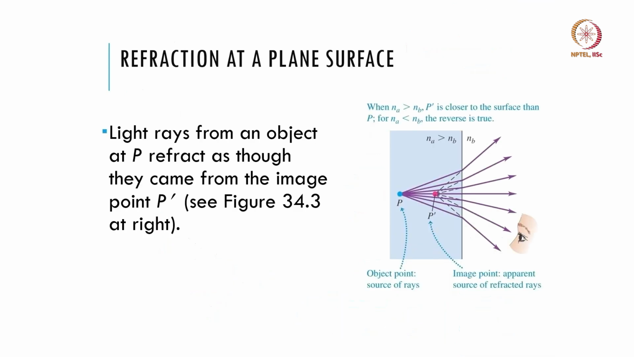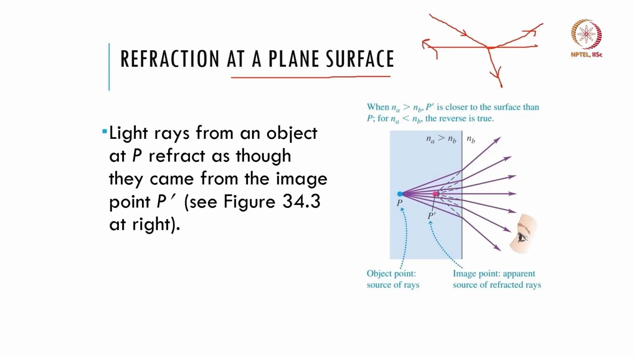Now let's see how refraction occurs at a plane surface. The main difference between reflection and refraction is that if we have a plane surface, the reflected light bounces back and propagates on the same side of the interface. In case of refraction, the light ray gets transmitted through the object. Generally for refraction, the object has to be translucent or transparent.